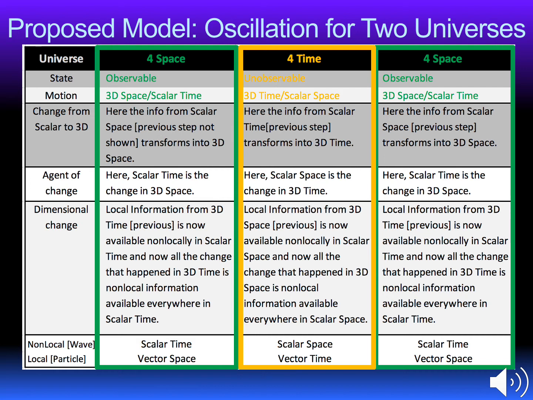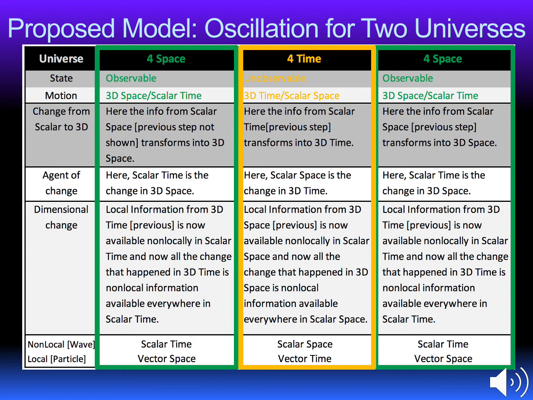So when you are changing objects or matter in 3D space, for instance, changing the geometry of matter in 3D space, that geometry impacts scalar space in 4-time. So geometry really does matter. And the non-local wave nature of matter in this universe is associated now with scalar space, and the local particle nature is associated with vector time.